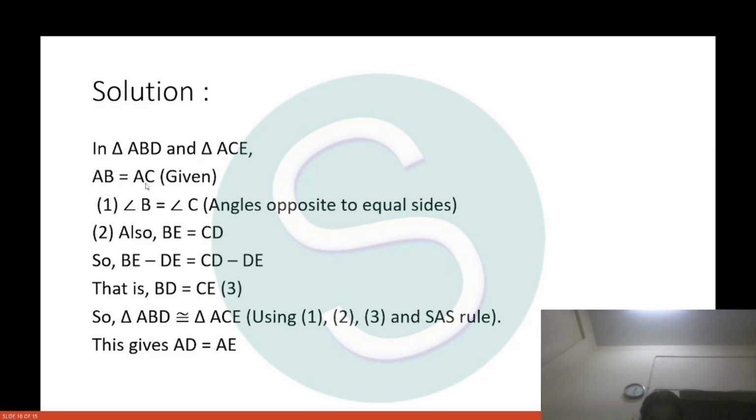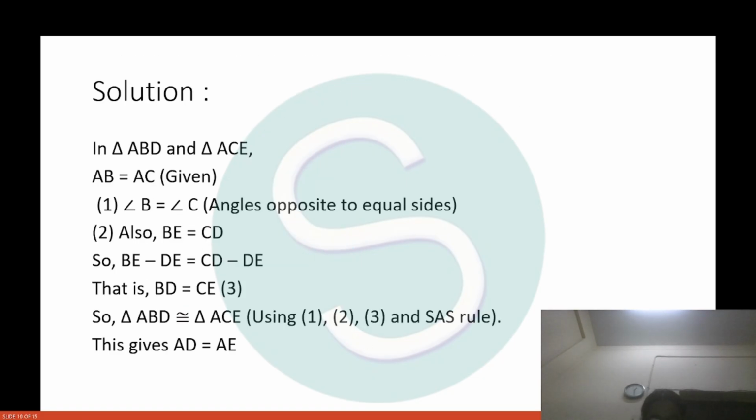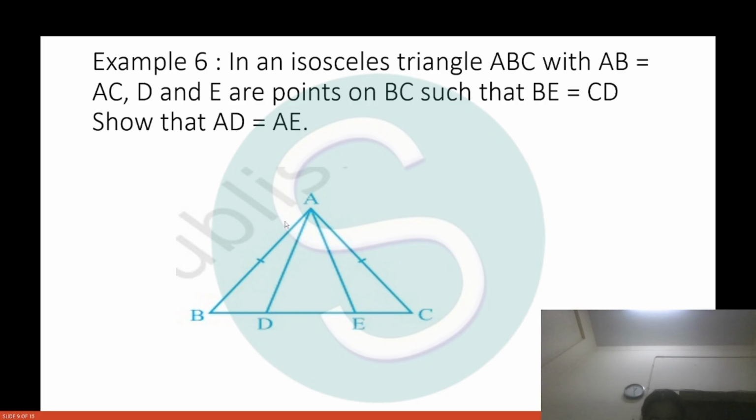So we will use triangle ABD and triangle ACE. AB equals AC, it is given. Then angles opposite to equal sides are equal, which I taught you in the theorem. So since AB equals AC, angle B equals angle C. Now it is also given BE equals CD, right? If I subtract DE from both, BE minus DE will give me BD, and CD minus DE will give me CE, right?